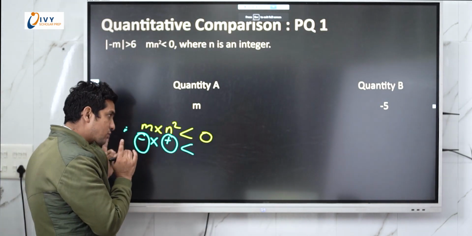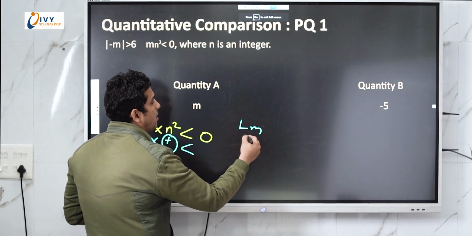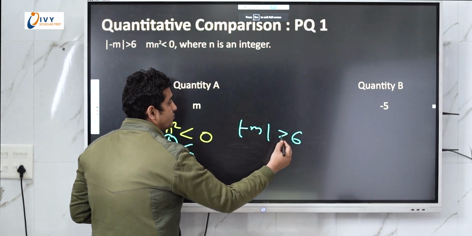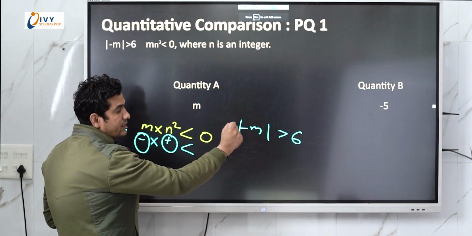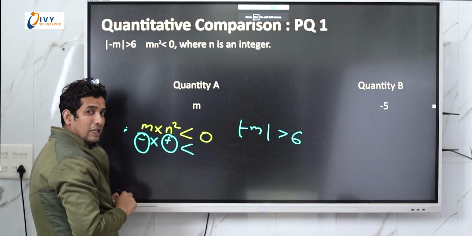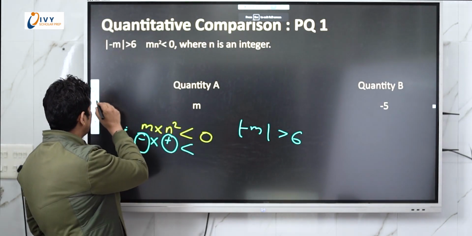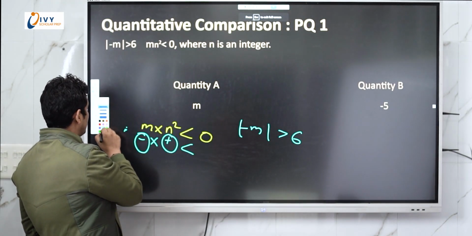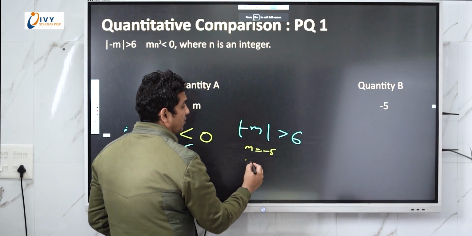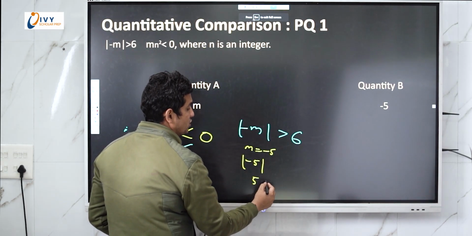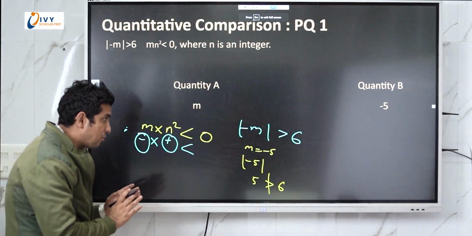Now what other information do we have? Minus m modulus is greater than 6. Now you know about m, that's negative, and you also know the modulus of this number is bigger than 6. So think of the number choices which we can put here. What number can I have here? Let's say we have minus 5. Can I put minus 5 there? Let's try to do that. If you put minus 5, minus 5 is actually mod of 5, which is not greater than 6, which means I can't put minus 5, right? So minus 5 is not a possible number.